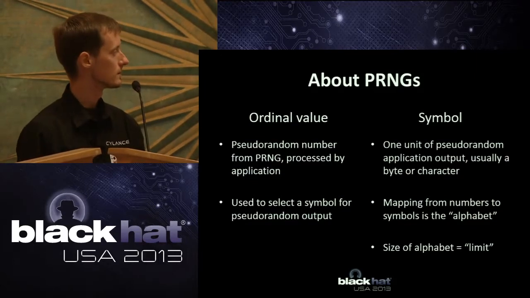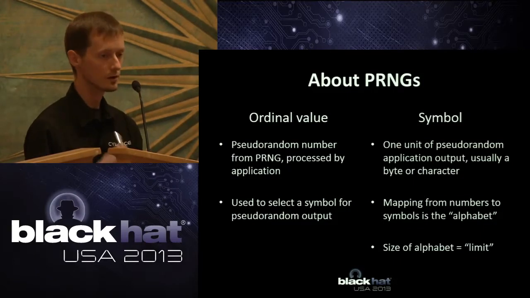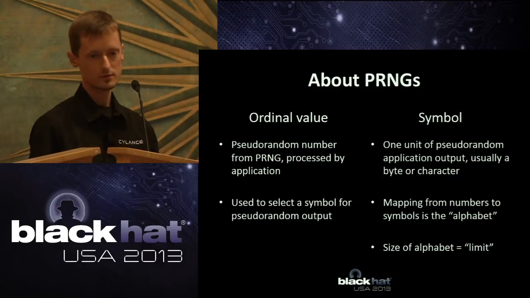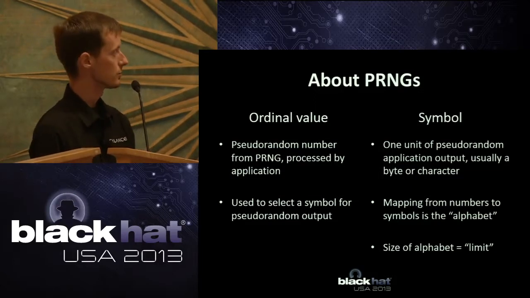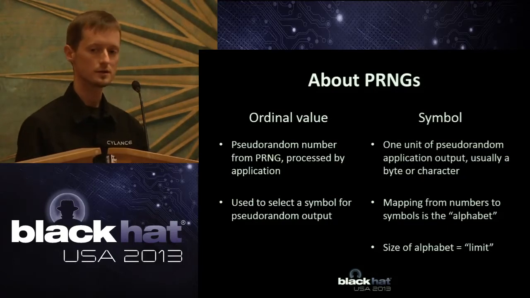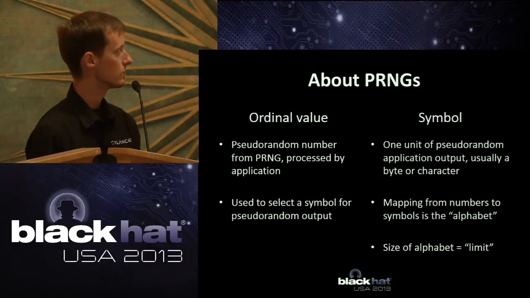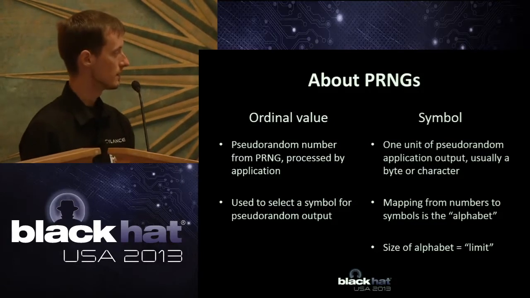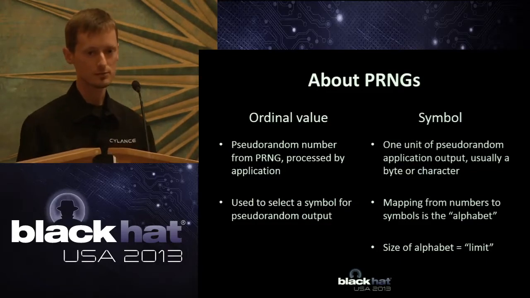So the pseudorandom number is pretty well processed by this point. We have what we're calling an ordinal value. Say they want numbers from 0 to 25. At this point, these ordinal values are ranging from 0 to 25. But again, the applications typically don't want to just emit raw numbers, they want to emit symbols. So there's this mapping from ordinal values, what we're calling an alphabet. Say, take the example of 0 to 25, might map to the symbols A through Z in the English alphabet. This mapping is the alphabet, and the size of that alphabet is the limit. So again, in the 0 to 25 example, 26 is the limit.